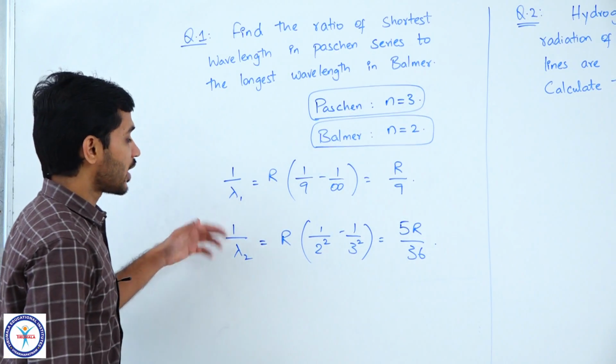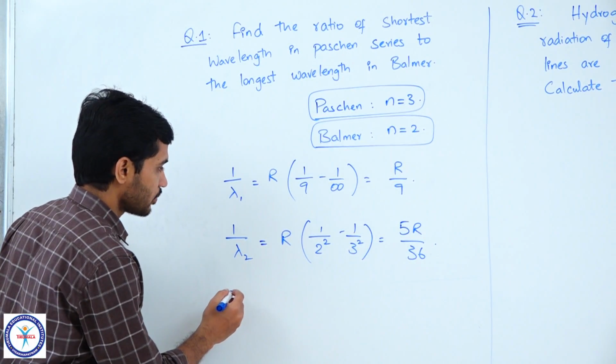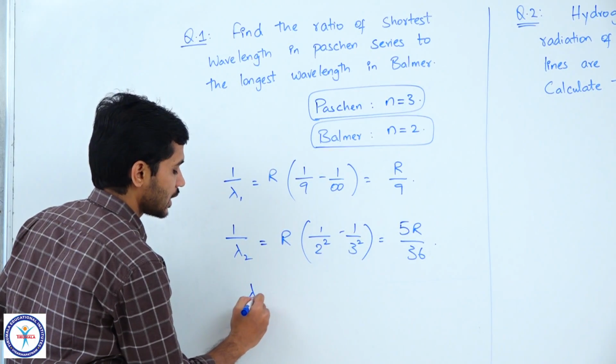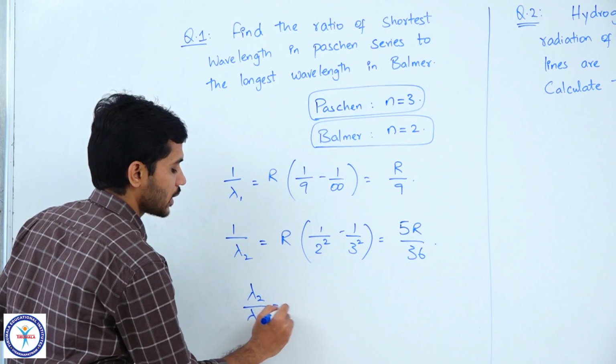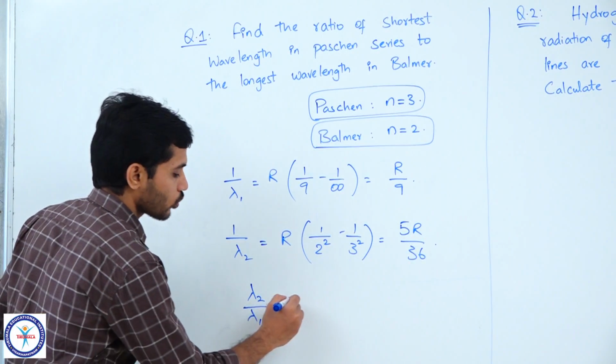They are asking us to find the ratio of these two. All you will have to do is just divide them, and when I divide these two, I would get lambda 2 by lambda 1 is equal to 4 by 5.